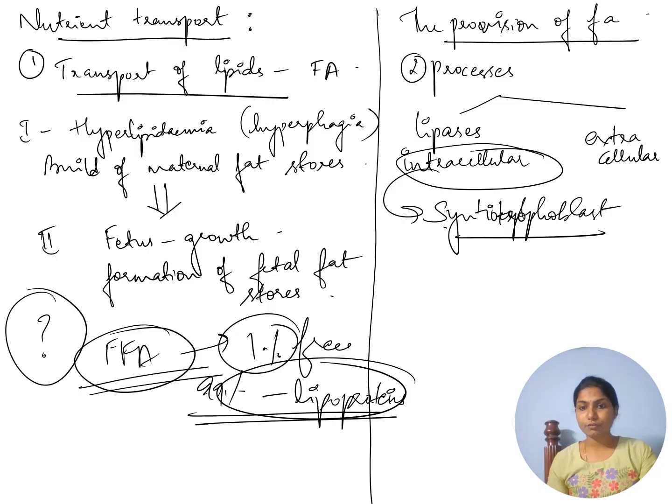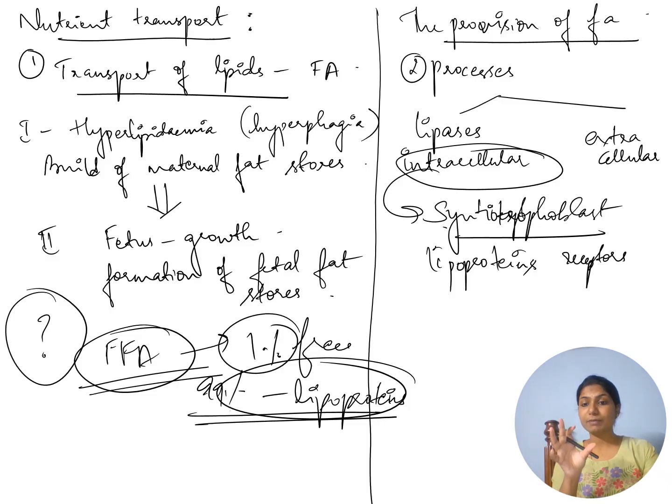The syncytiotrophoblast has lipoprotein receptors present on it. As I told you in my first video, the syncytiotrophoblast is like a hero. It does so many functions. It has an endocrine function, an immunological function, and a nutrient function, but the syncytiotrophoblast is the one highlighted. The thing which supplies the syncytiotrophoblast is the cytotrophoblast. So the equal role of both is important.